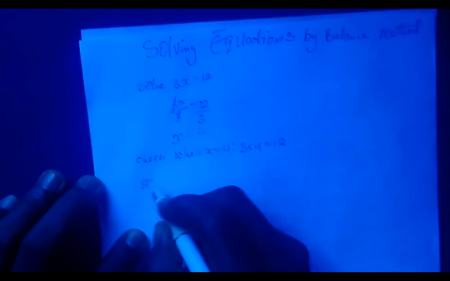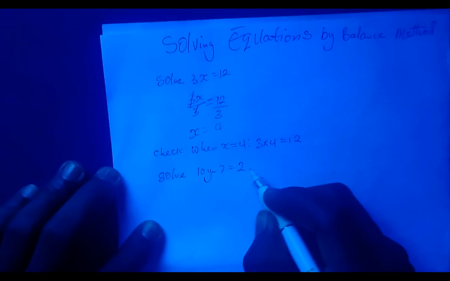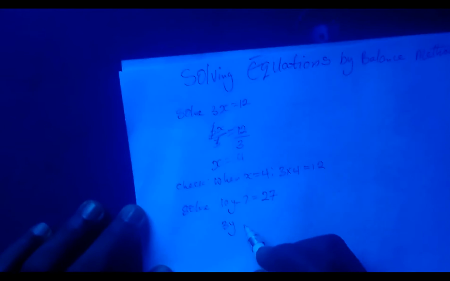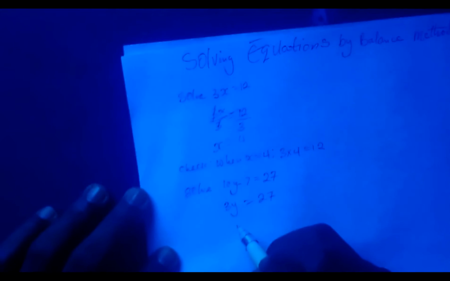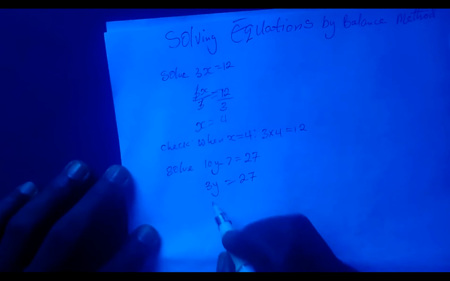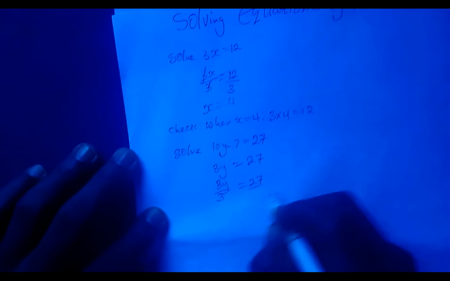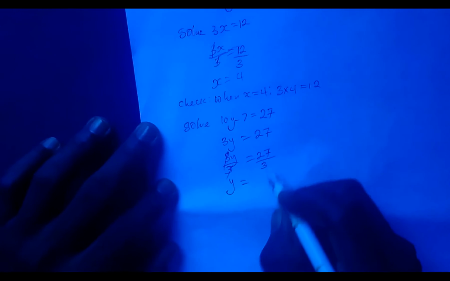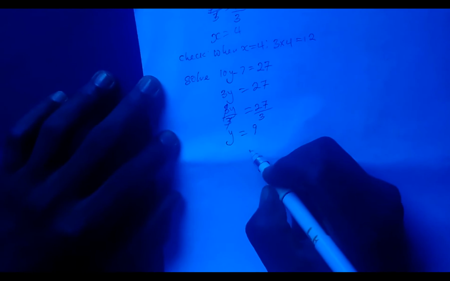Second example, you have to solve 10y minus 7 is equal to 27. Now here, 10y minus 7, we are left with 3y, which is equal to 27. What to do next is divide both sides by 3. So 3y divided by 3 is equal to 27 divided by 3. The 3s cancel, left with y, which is equal to 9, since 3 goes into 27 nine times. So this is the value for the unknown.